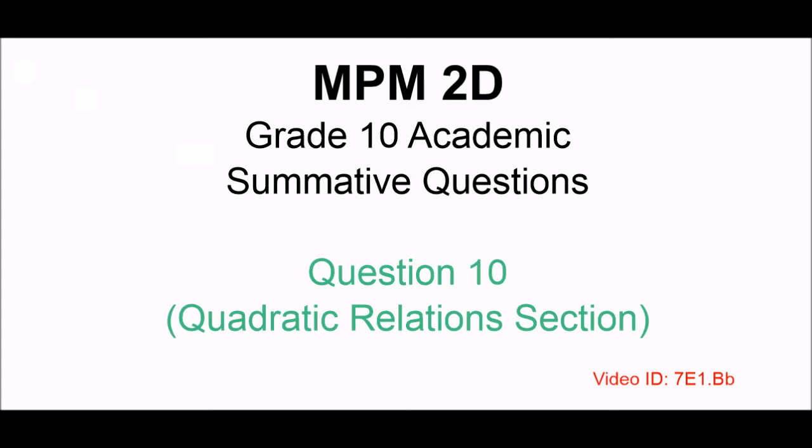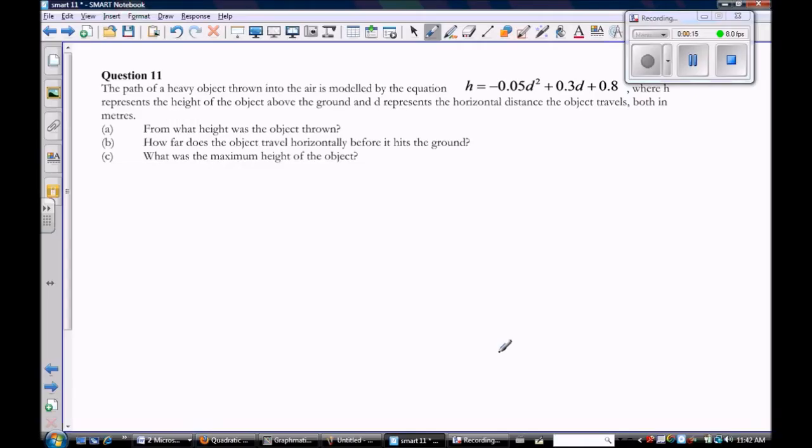This video is for grade 10 students who are working on the year-end summative. It's question 10, which is from the quadratic relations section. It says the path of a heavy object thrown into the air is modeled by this equation.